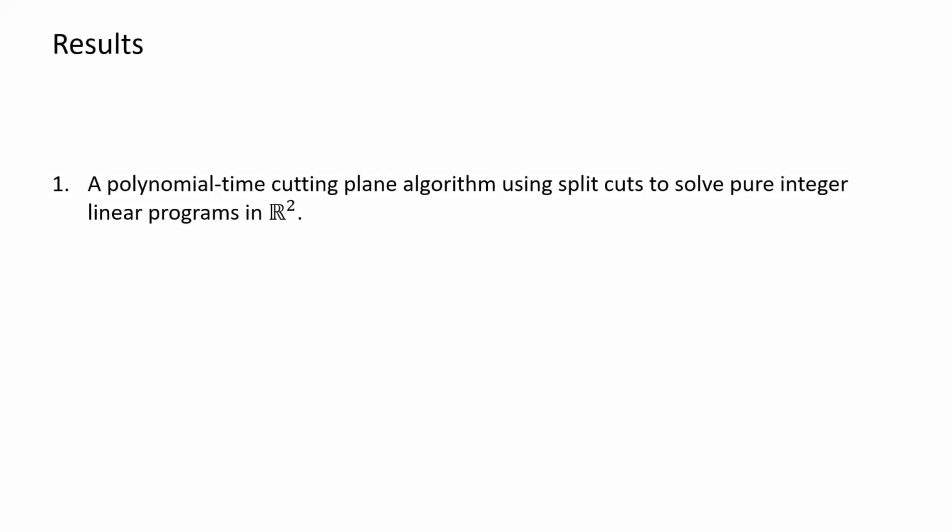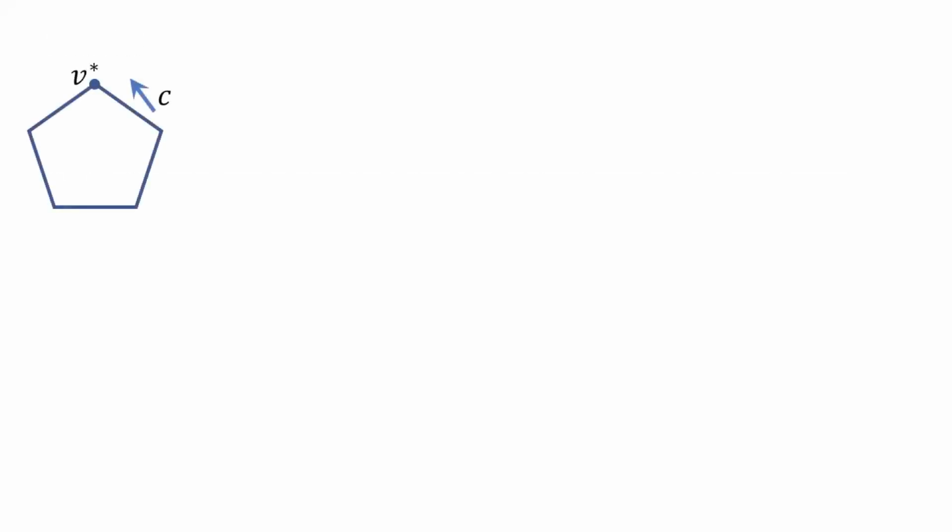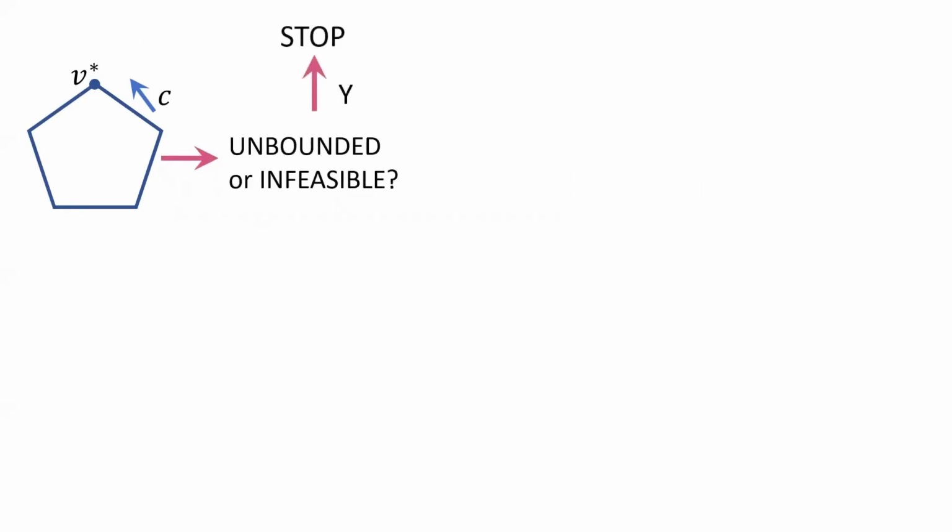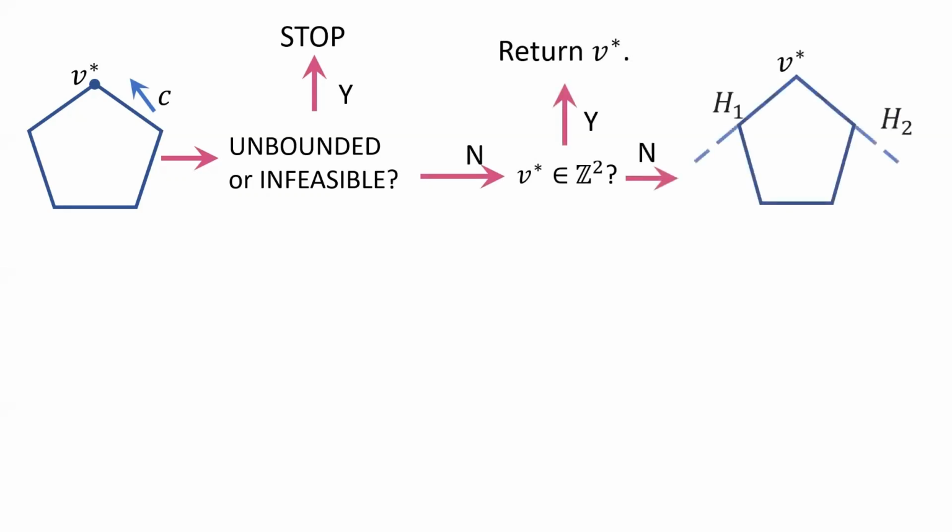Let me firstly talk about a polynomial time cutting plane algorithm using split cuts. The goal of the algorithm is to find the optimal integer point in the objective direction c within a given polyhedron, which is also called the relaxation. First, we solve the LP in the objective direction c on the relaxation. If it returns unboundedness or infeasibility, then the algorithm will stop. Otherwise, it will check whether the LP solution v star is integral. If so, it will return v star as the final solution. Otherwise, it will take a simplicial cone derived by the facets of the polyhedron, such that its apex is v star.